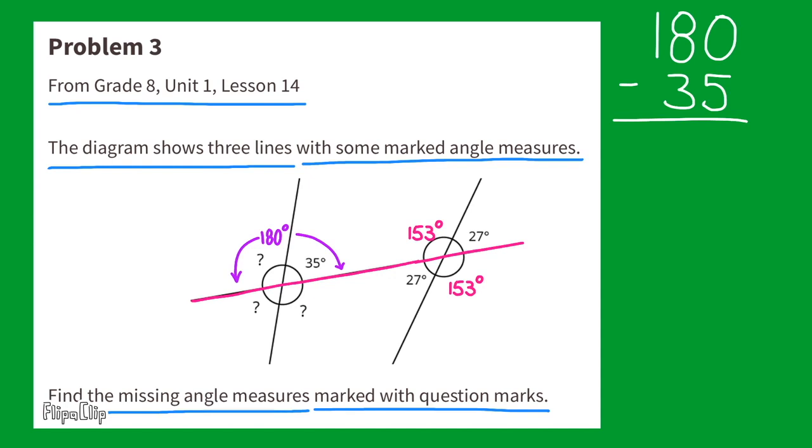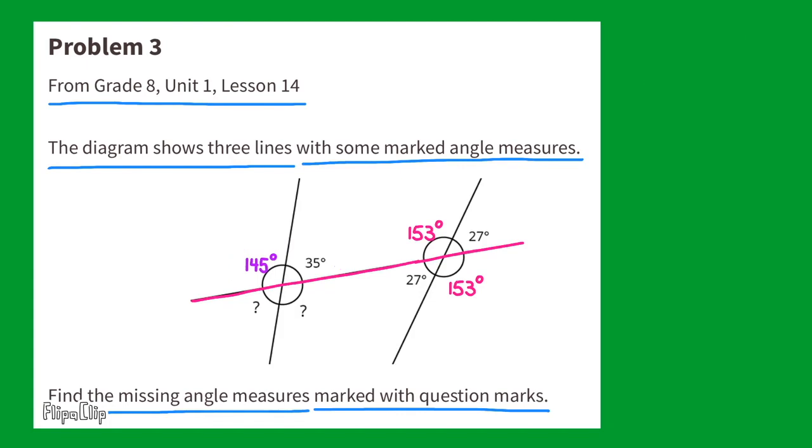180 degrees minus 35 degrees equals 145 degrees. So the missing angle is 145 degrees, and its vertical angle is also 145 degrees. You'll notice there's still one more question mark, and that question mark is the vertical angle for the angle that measures 35 degrees. So its measure would also be 35 degrees.